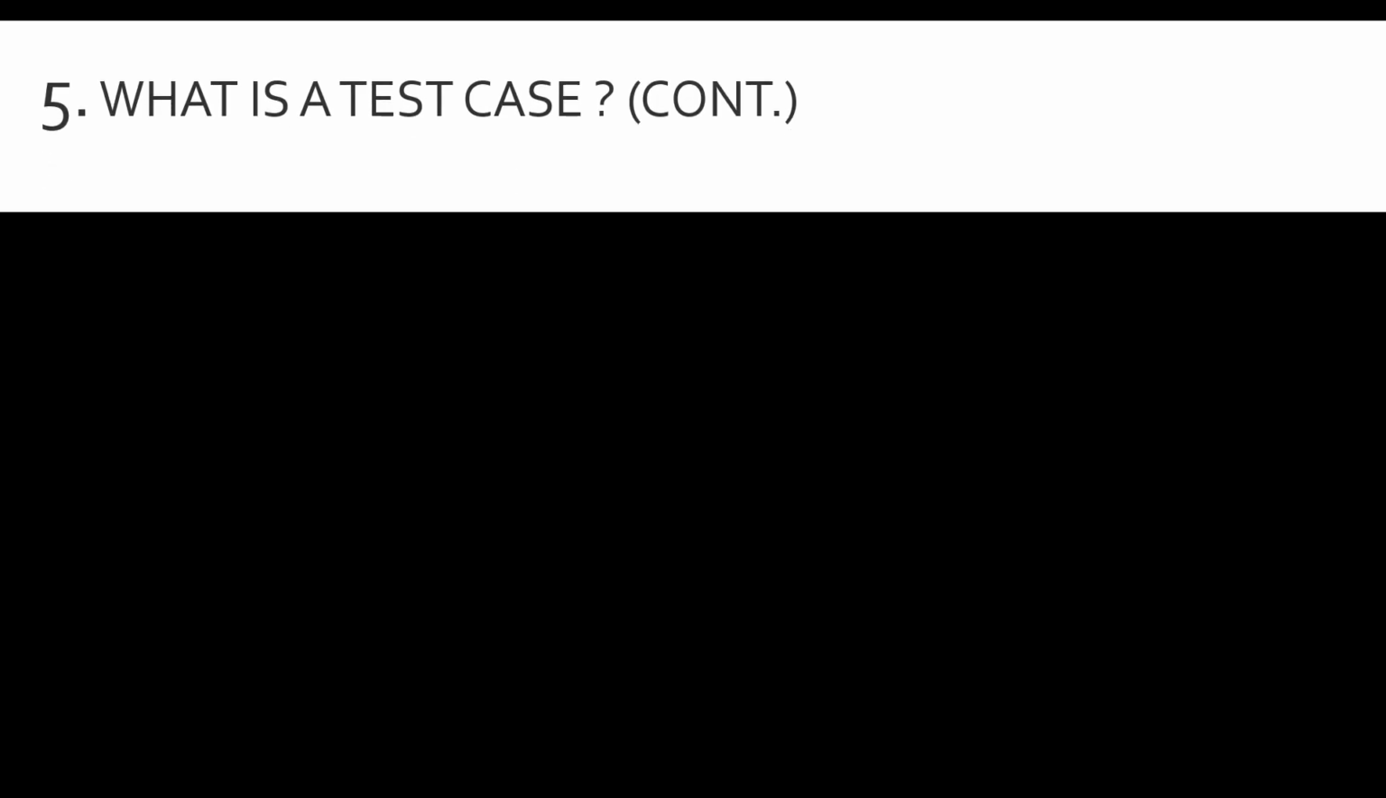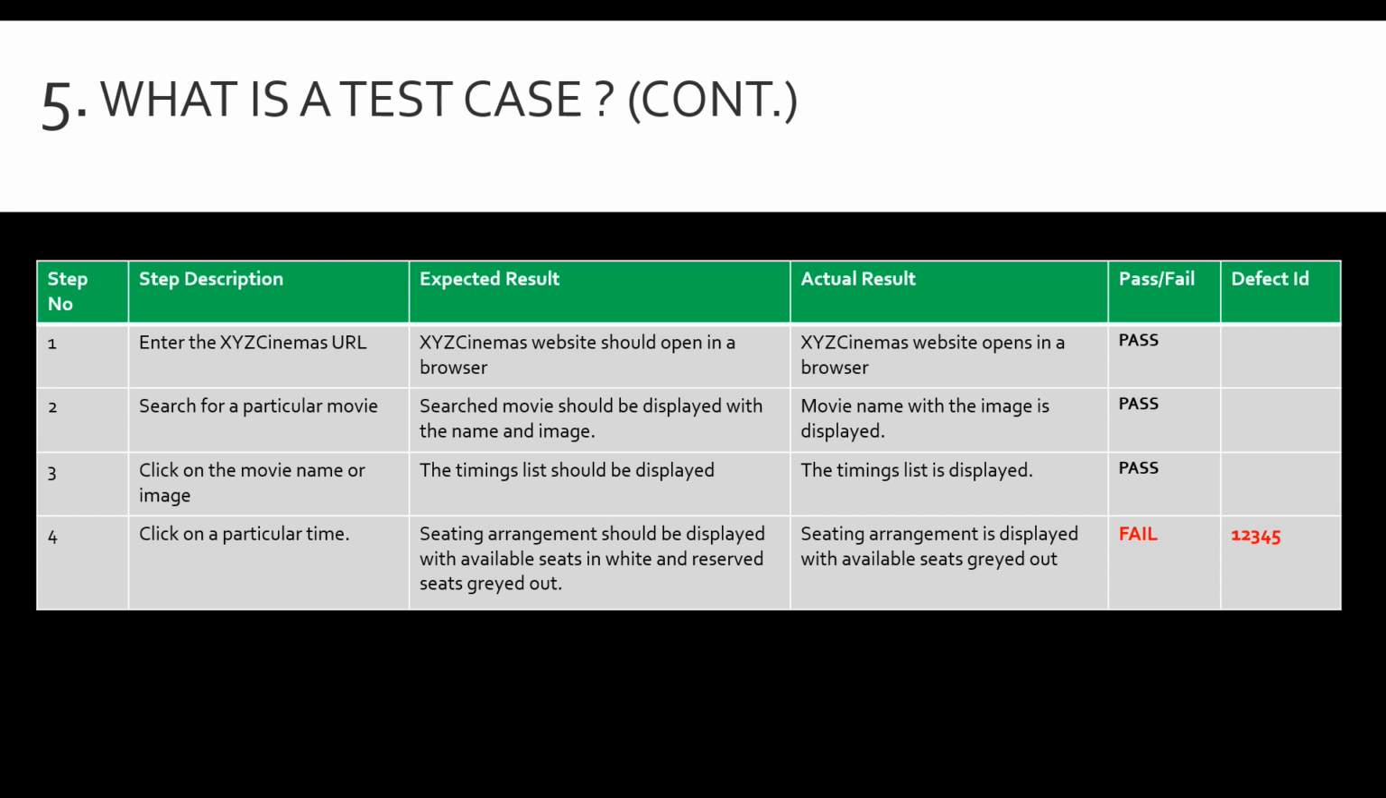Previous slide, if a question is asked, what happens in the execution? So you can use this explanation as a reference. Let's say a business user is executing this particular test case as part of the UAT. The actual result, pass/fail, and defect ID, the last 3 columns should be updated as part of the execution.